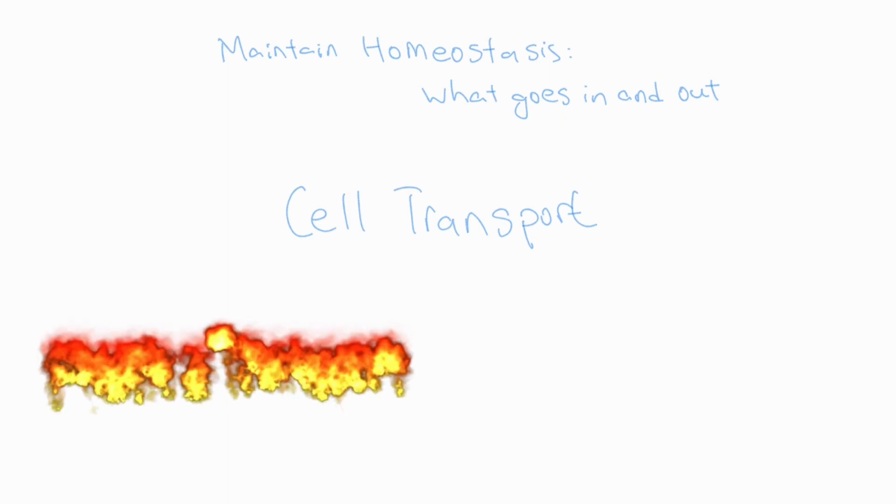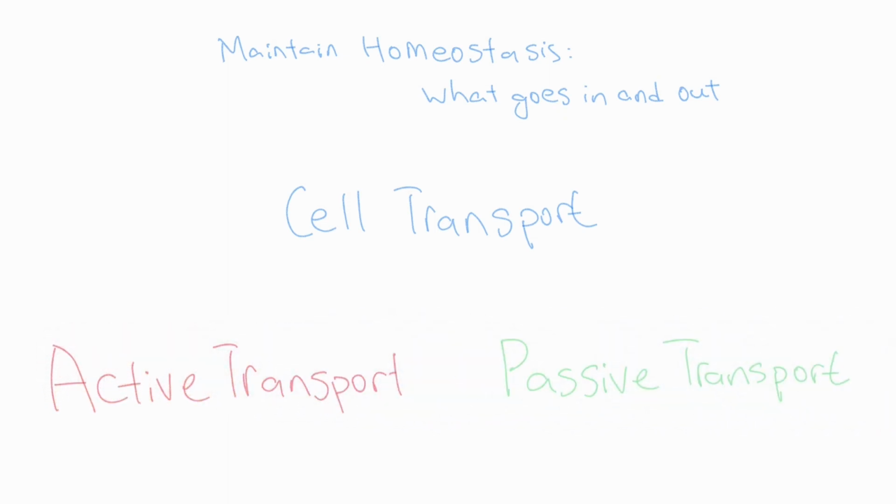Hello. In this video, I will talk about the two types of cell transports. Cellular transportation is very important for keeping a stable environment inside of the cell, which is known as homeostasis. Controlling what goes in and out of the cell membrane plays an important role in cell transports. The two types of cell transports are active transport and passive transport.